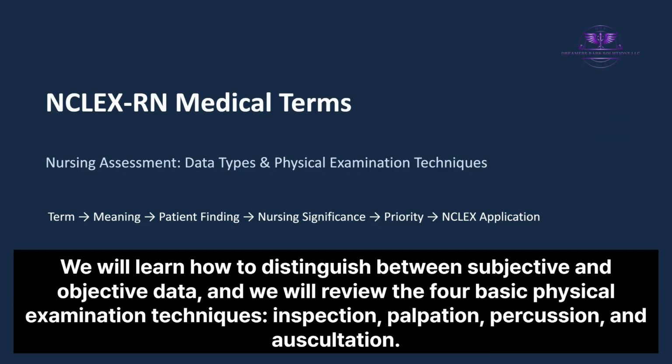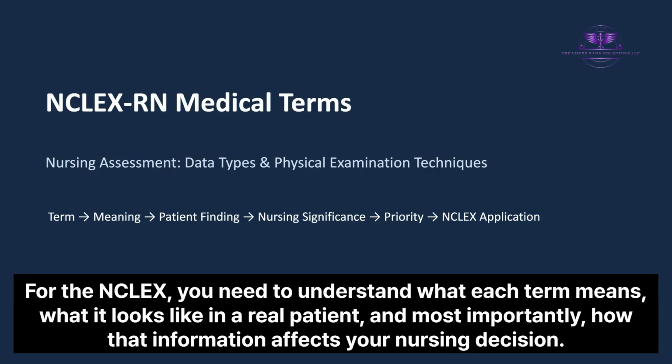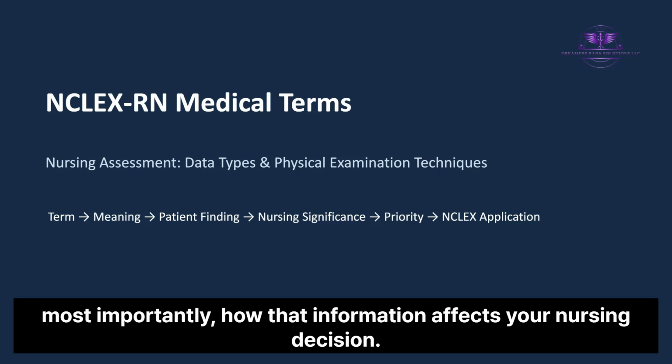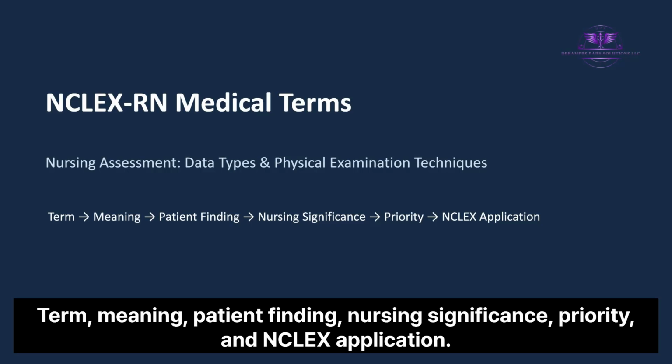We will learn how to distinguish between subjective and objective data, and we will review the 4 basic physical examination techniques: inspection, palpation, percussion, and auscultation. But this lesson is not just about memorizing medical terminology. For the NCLEX-RN, you need to understand what each term means, what it looks like in a real patient, and, most importantly, how that information affects your nursing decision. So throughout this lesson, think about this sequence: term, meaning, patient finding, nursing significance, priority, and NCLEX-RN application.